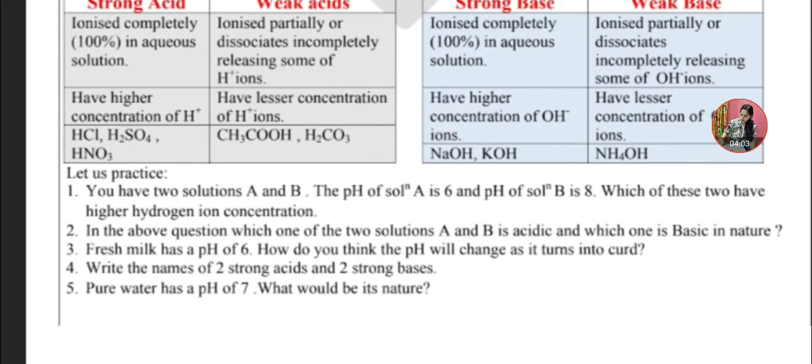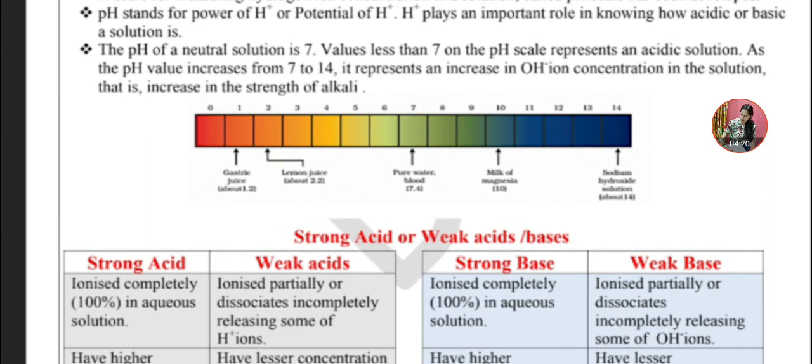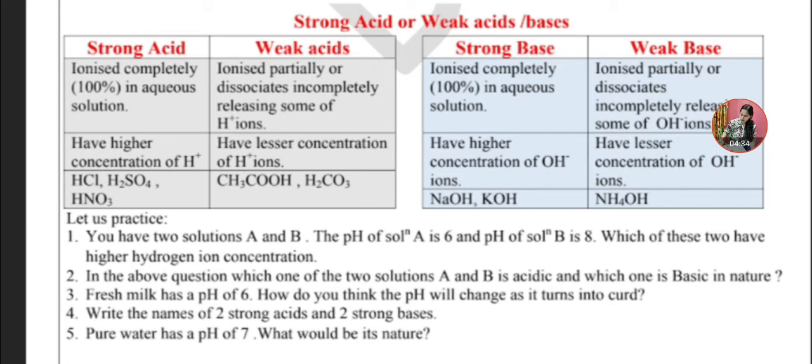Let us practice some questions. First, you have two solutions A and B. pH of A is 6 and pH of B is 8. Which of these two has higher hydrogen concentration? Let's move on to our scale. We talk about the hydrogen ion concentration, meaning acidic character is on the left hand side, that is below 7, and basic character is above 7. So A is pH 6. It means A has higher hydrogen concentration because A shows acidic character.